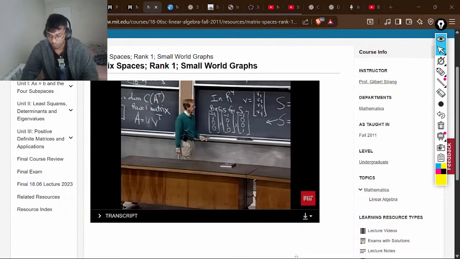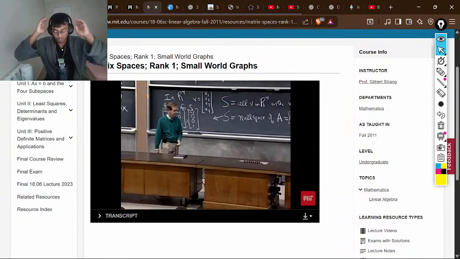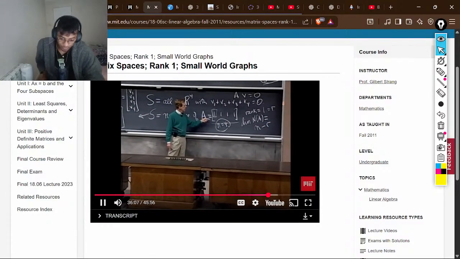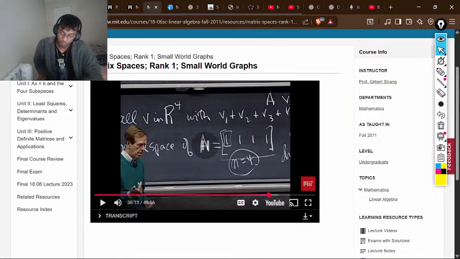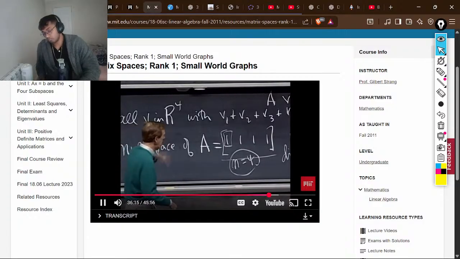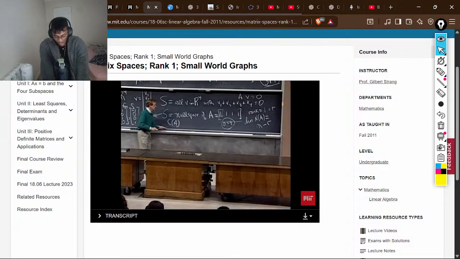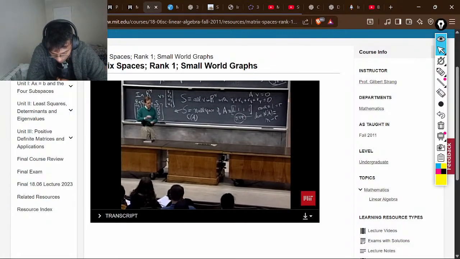Okay, tell me about the column space. What's the column space of this matrix A? So the column space is a subspace of R1, because m is only 1. The columns only have 1 component. So the column space of A is somewhere in the space R1.